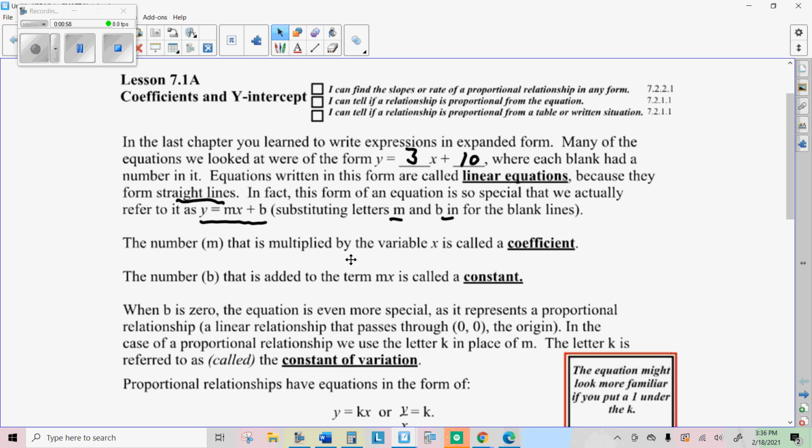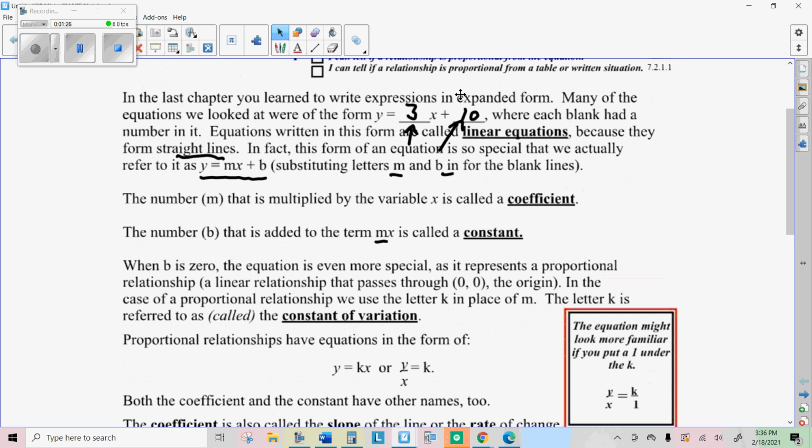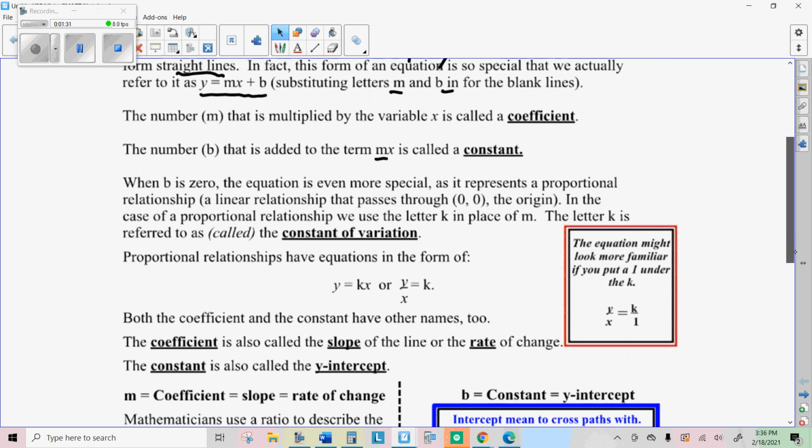Okay. So the number m that is multiplied by the variable x, which in this case is 3, that's called the coefficient. So the number in front of the x is called the coefficient. And the number b that is added to that mx is called the constant, sometimes constant term. So in this case, that constant term is 10. Those terms will have values, so they might have a negative in front of them. If it said minus 10 right here, then that constant term would be negative 10. Okay, we'll get to that in a bit.